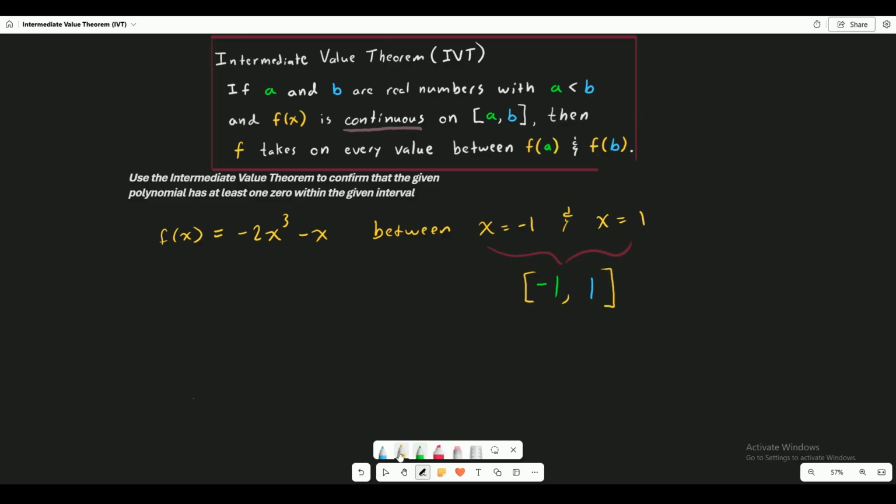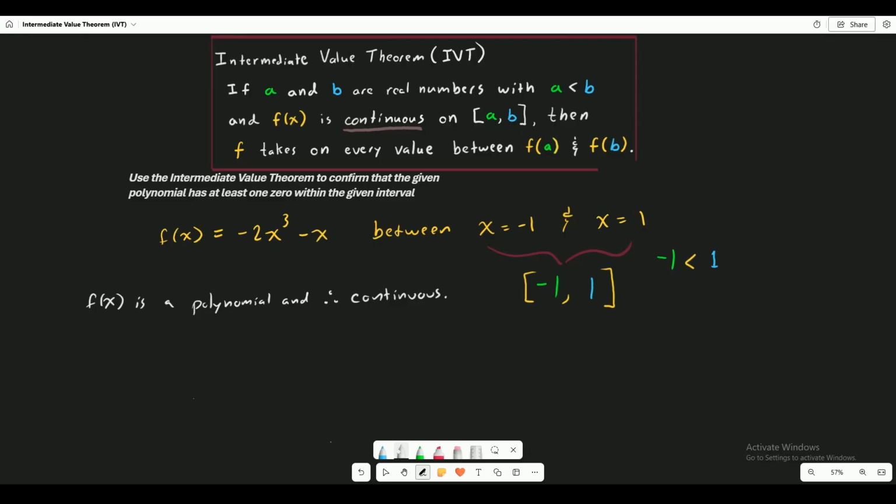Let's get our a value going. So negative 1 is less than 1. So first condition fulfilled, a is less than b. Alright, we're good. Let's move on. This is a polynomial. So f of x is a polynomial and therefore continuous. Just like that.